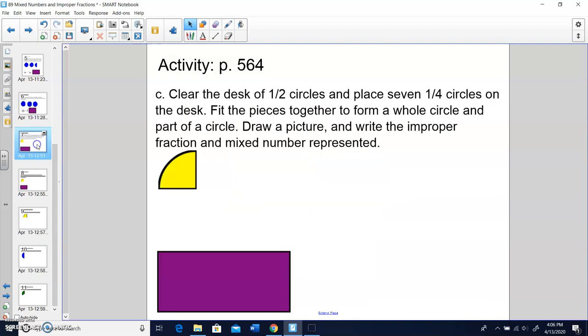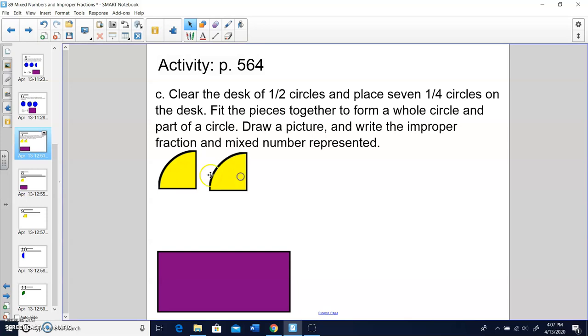Continuing, letter C. Clear the desk of the half circles, and place 7 1/4 circles on the desk. Fit the pieces together to form a whole circle and part of a circle. Draw the picture and write the improper fraction and mixed number represented. So on a whiteboard or scratch paper, you can draw the picture once we're finished. So we're going to have 7 1/4 pieces.